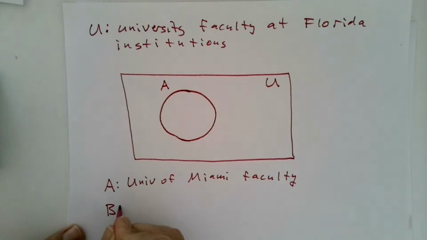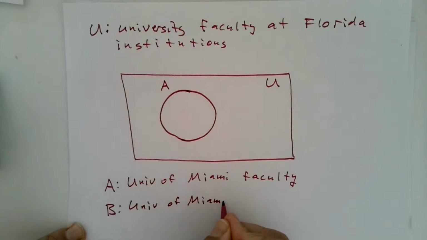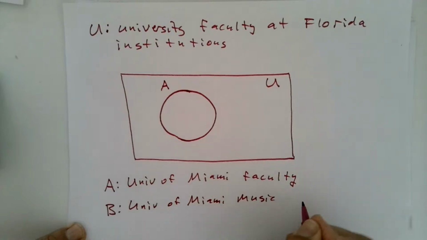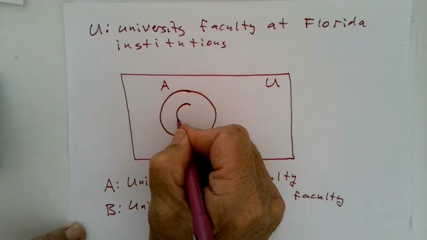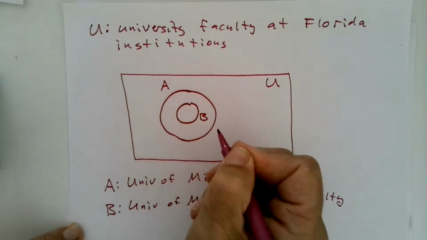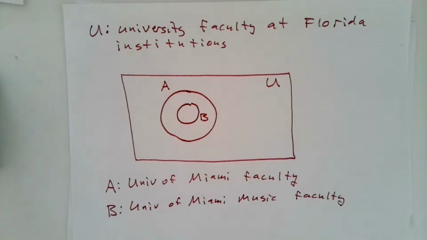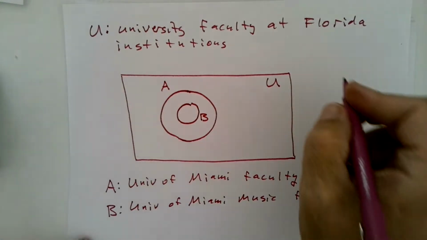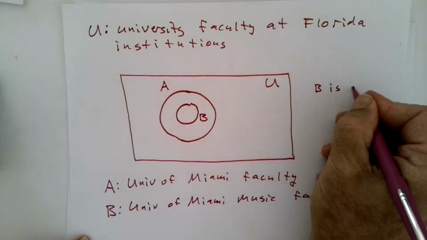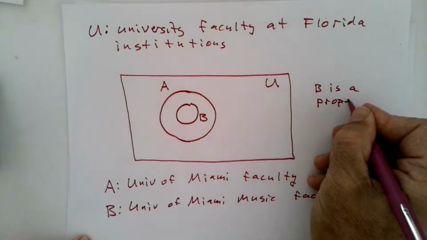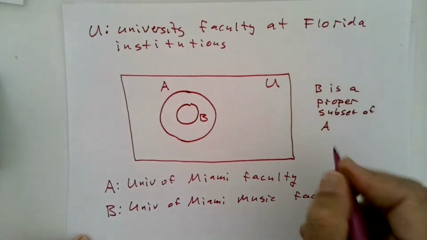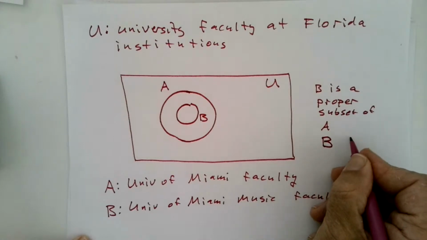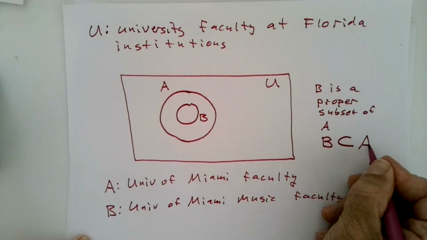Set B will be University of Miami music faculty. And notice, all of the music faculty at the University of Miami are also University of Miami faculty. So this set B sits completely inside set A. So we would say here that B is a proper subset, writing it this way, B is a proper subset of A. I don't need the equal sign on the bottom.